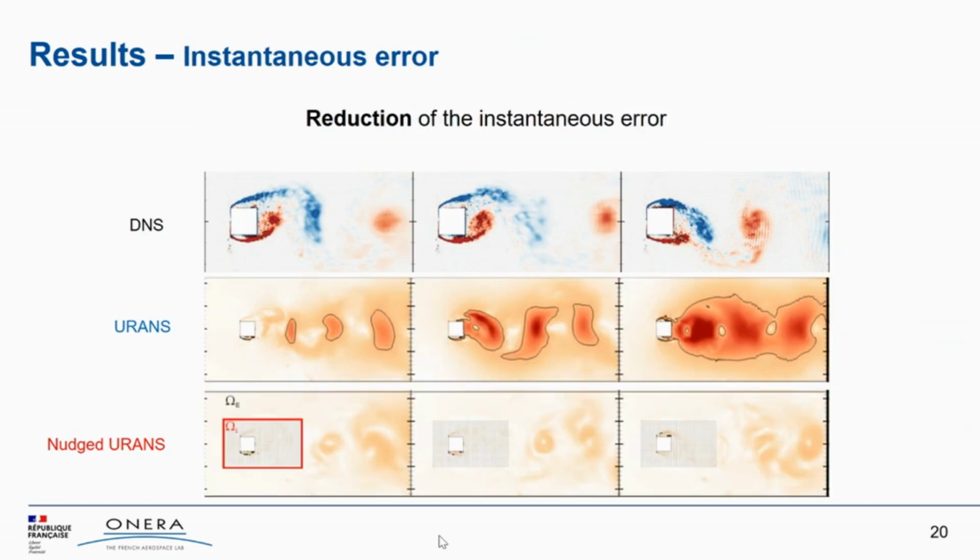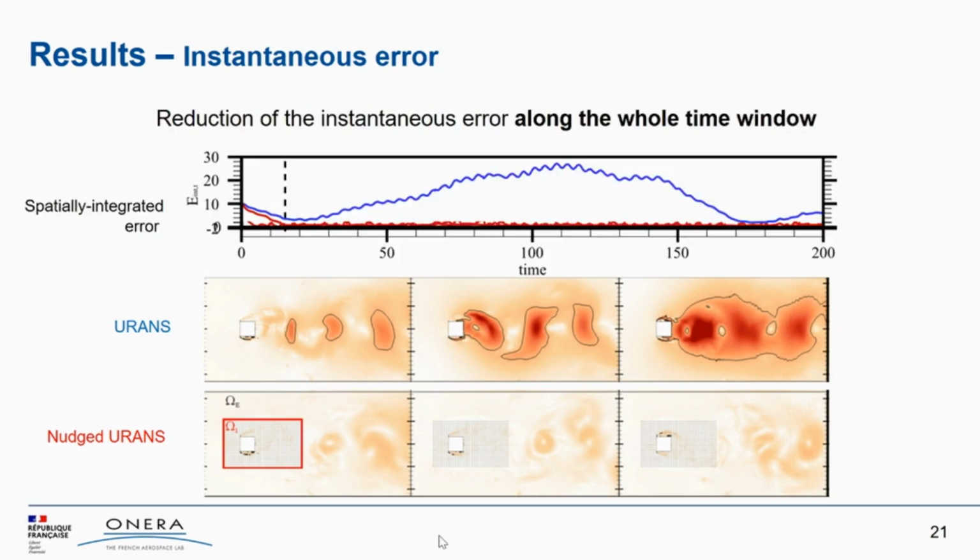Now, this synchronization has also a strong effect on the instantaneous error. So here I show the error for the three instances, for the URANS and for the nudged URANS. And we clearly see the strong reduction that occurs not only where we have introduced measurements, but also outside in the far wake. And if we integrate in space the error, so everywhere in space, and we plot the evolution of this integrated error in time, we see the strong reduction obtained for the nudged URANS in red as compared to the URANS in blue.